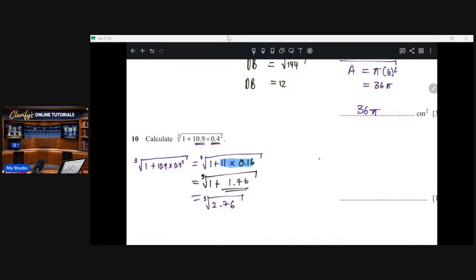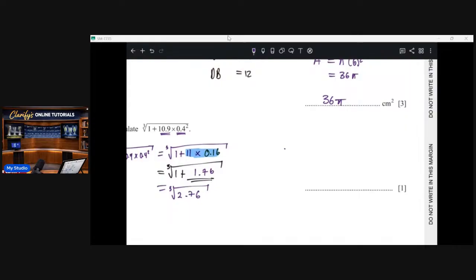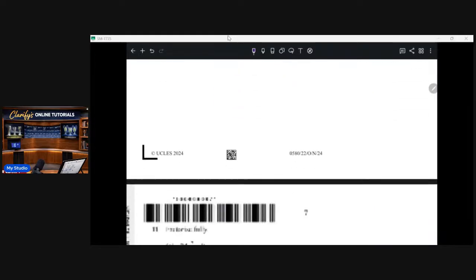So now this is the last method that we would need. You can even leave it as the cube root of 2.76 because it's only worth 1 mark. Are we together? If you want to look for a number which you can cube to get 2.76, you can look for it. It's still up to you.